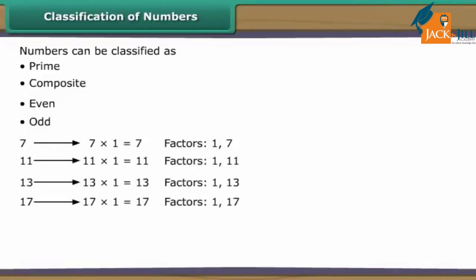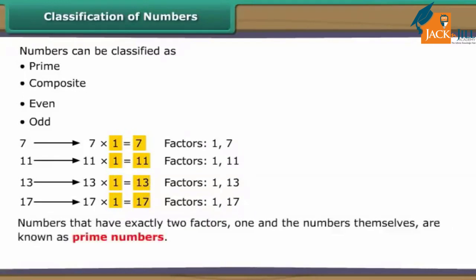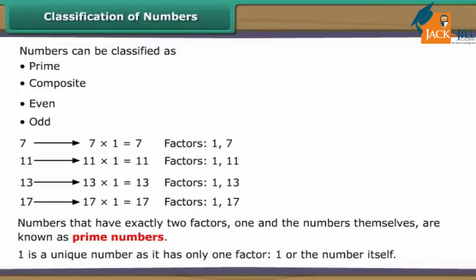Classification of numbers. Numbers can be classified as prime, composite, even and odd. Let us look at them one by one. Consider the number 7. Let us list out its factors. Let us look at some more numbers and their factors. What is common among these numbers? All these numbers have only 2 factors, 1 and the numbers themselves. Numbers that have exactly 2 factors, 1 and the numbers themselves, are known as prime numbers. 1 is a unique number. It has only one factor, 1 or the number itself.